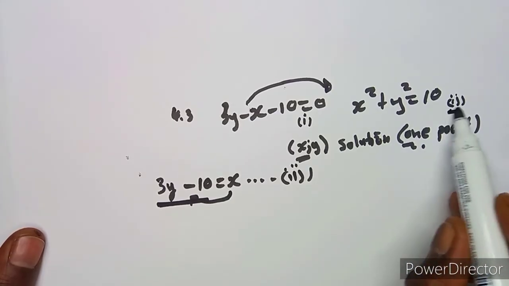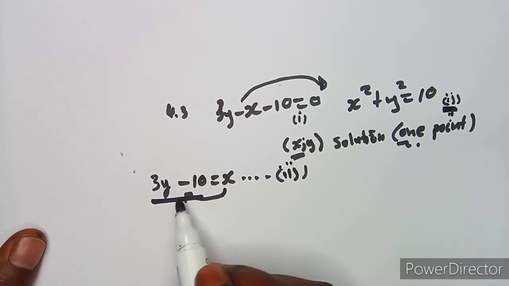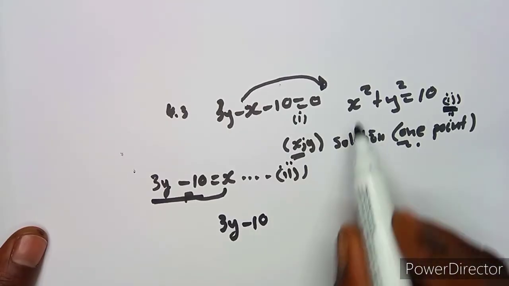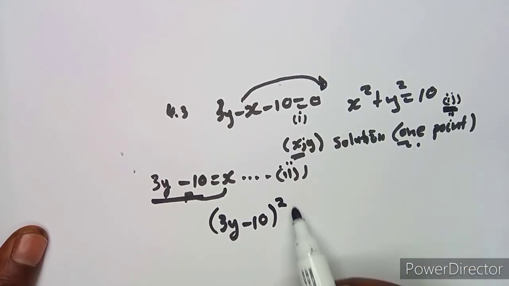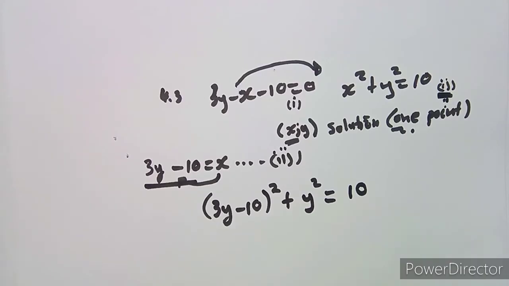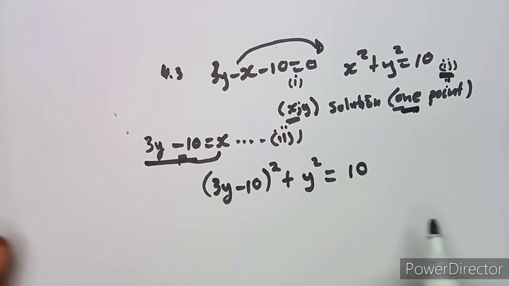into the second equation, this one. In place of x, I'm going to substitute 3y minus 10. So it's going to be 3y minus 10 in place of x, then I have to square it, plus y squared equal to 10. If I solve, I know that this is a quadratic equation where I'm supposed to obtain two possible values, but because it's a tangent, I'm going to obtain one solution. That is what it means.